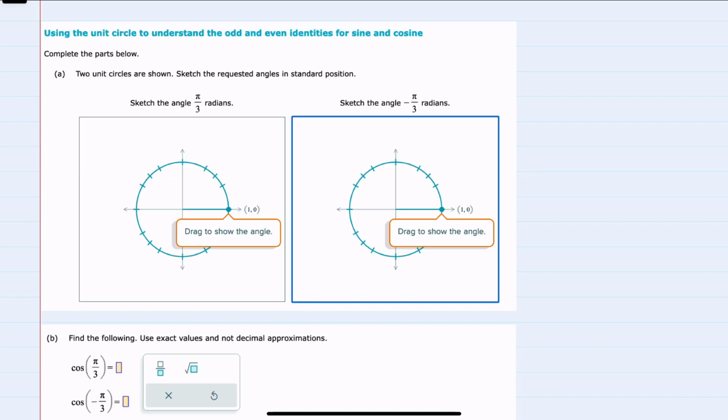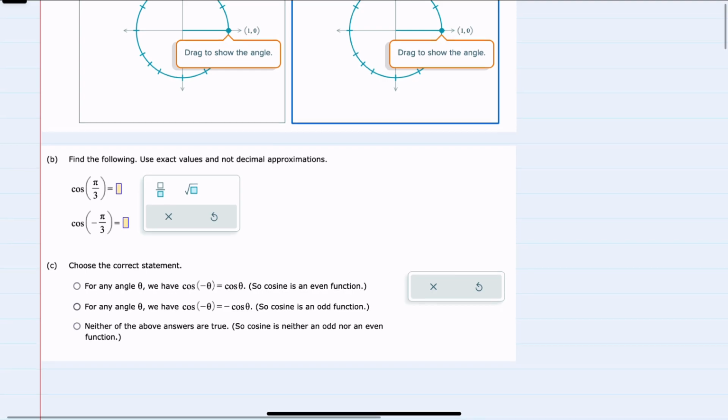In this video, I'll be helping you with the ALEKS problem type called using the unit circle to understand the odd and even identities for sine and cosine. And this example has three parts, A, B, and C.